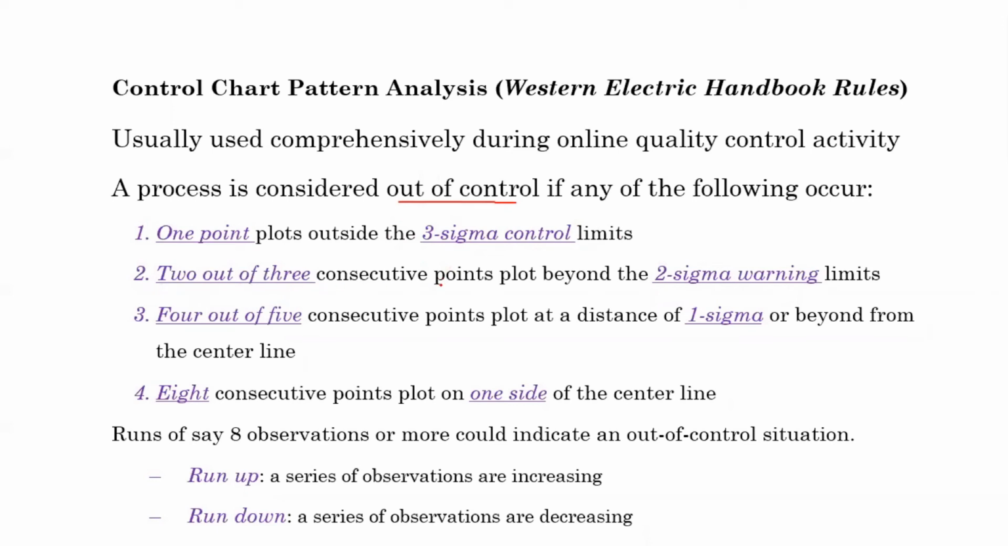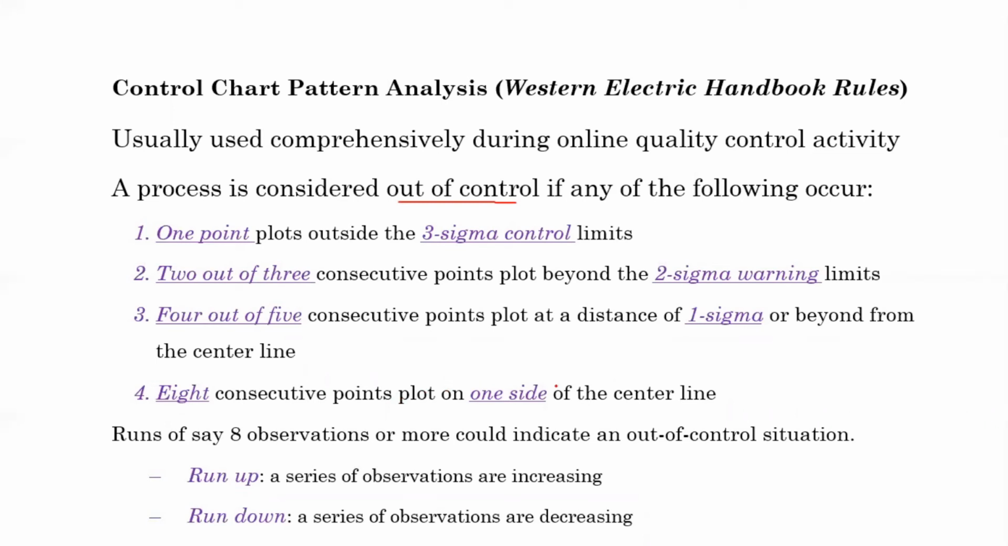Another is 2 out of 3 consecutive points plotted beyond the 2 sigma warning limits, or 4 out of 5 consecutive points plotted outside at a distance of 1 sigma or beyond the center line. That is four out of five, and here two out of three. Or if 8 consecutive points fall on one side of the center line, then we call that out of control.